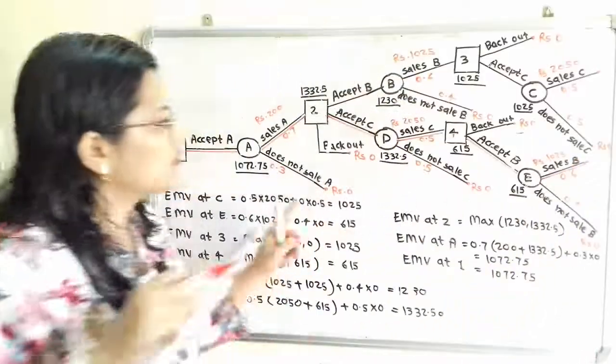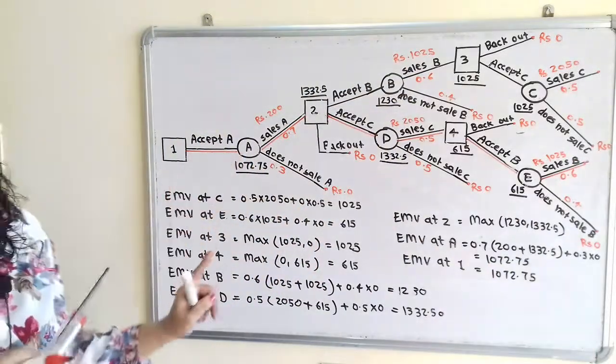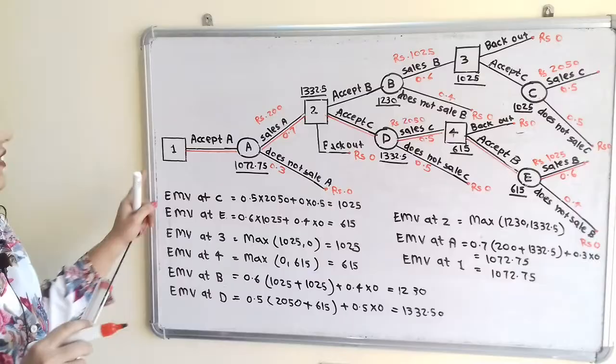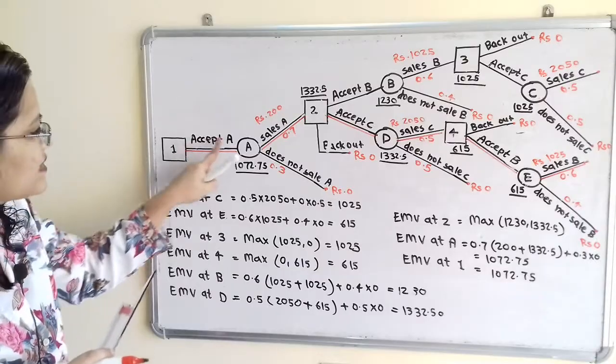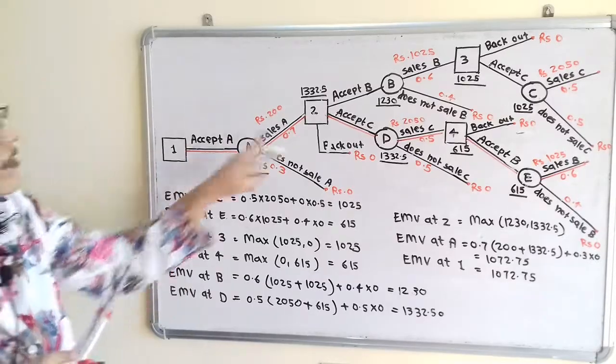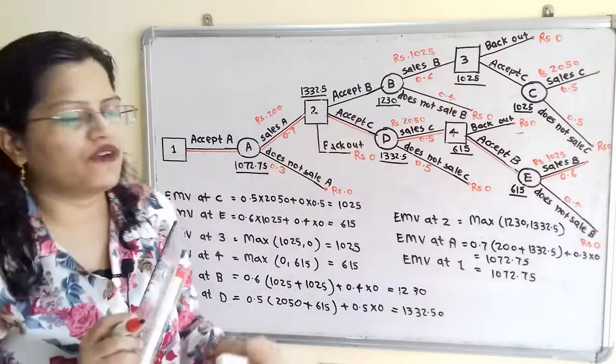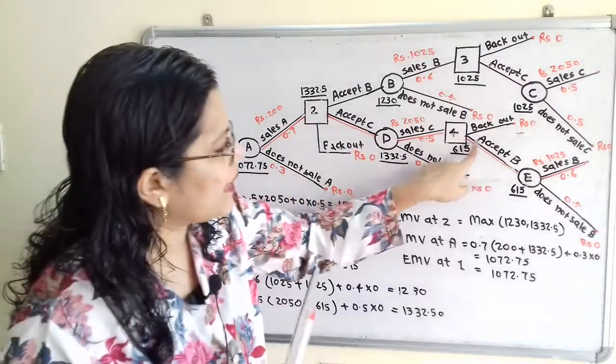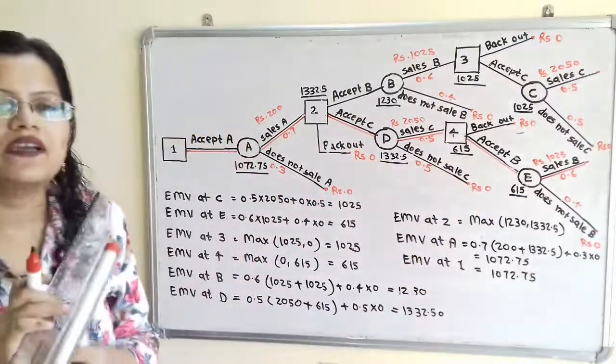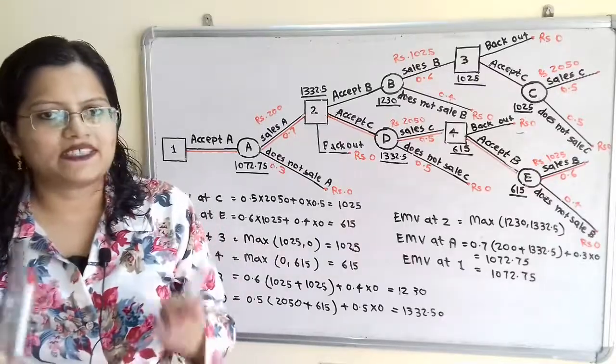So if we observe, this is our optimum path. So what is the answer? We first have to accept the offer for A, then we have to accept the offer for C, and then we have to accept the offer for B to take the maximum profit.